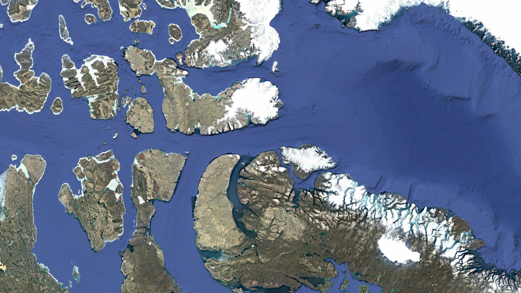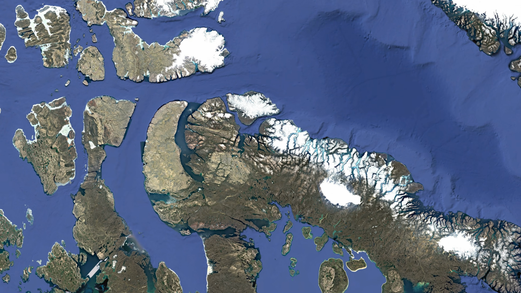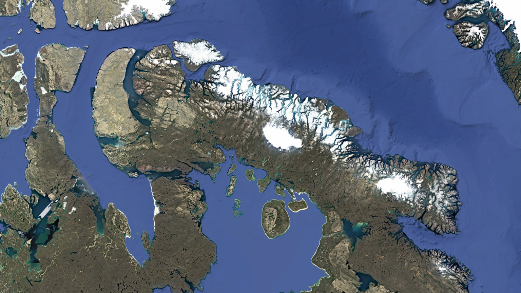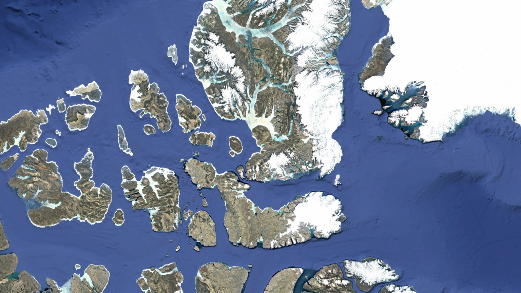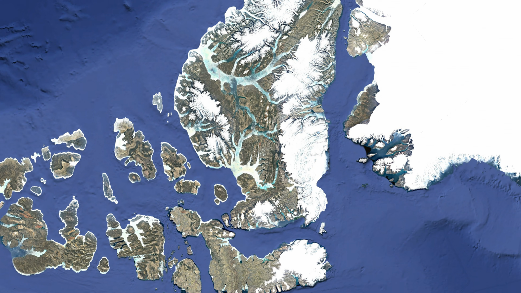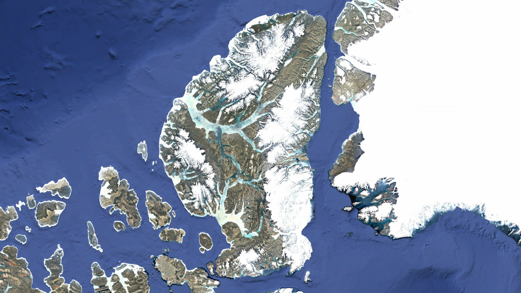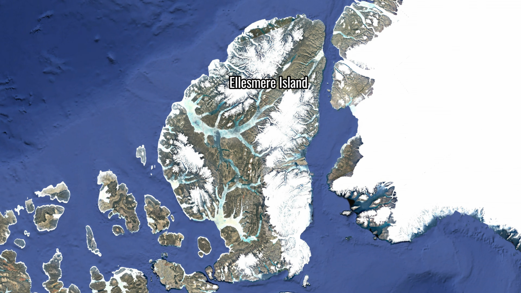Now, to the southeast of Devon Island, we find Baffin Island. Now, Baffin Island is a large island in itself. It's the largest island within Canada. Interestingly, Baffin Island has a population of approximately 13,000 residents. And to the north of Devon Island, we have another major island, which is Ellesmere Island. Now, despite being a large island, Ellesmere Island has a population of only 144 residents.